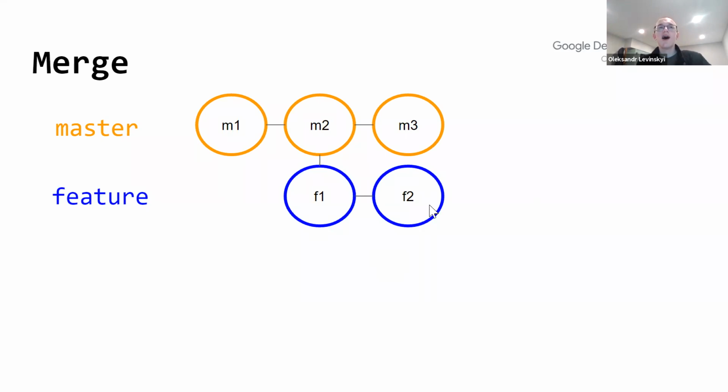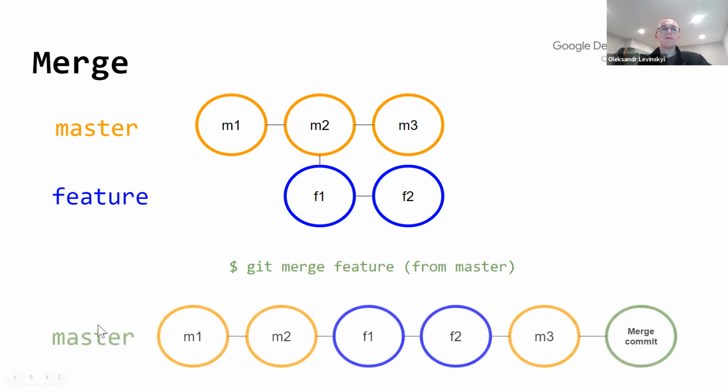Now the question is, imagine I finished working on this feature, and now I want to bring all the code that is in this feature branch into master. To do this, I can use merge. Essentially what merge will do is merge two branches together. If I do this command, git merge feature from master, we will do a demo, so no worries, I will explain it again. This is what we will end up with.